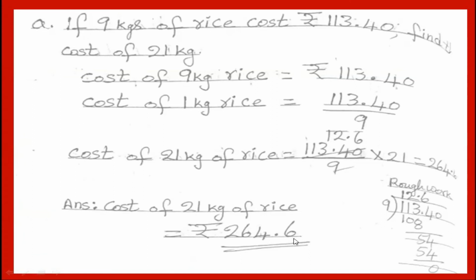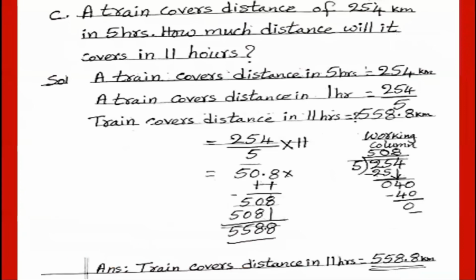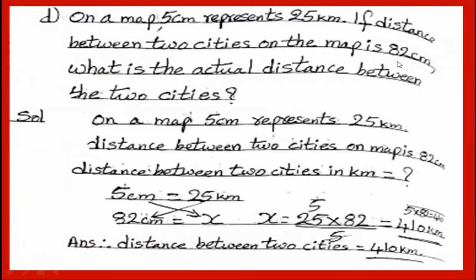Question D. On a map, 5 centimeters represents 25 kilometers. If distance between two cities on the map is 82 centimeters, what is the actual distance between the two cities? Solution. Write the statements. On a map, 5 centimeters represents 25 kilometers. Distance between two cities on map is 82 centimeters. Distance between two cities in kilometers is equal to how much?